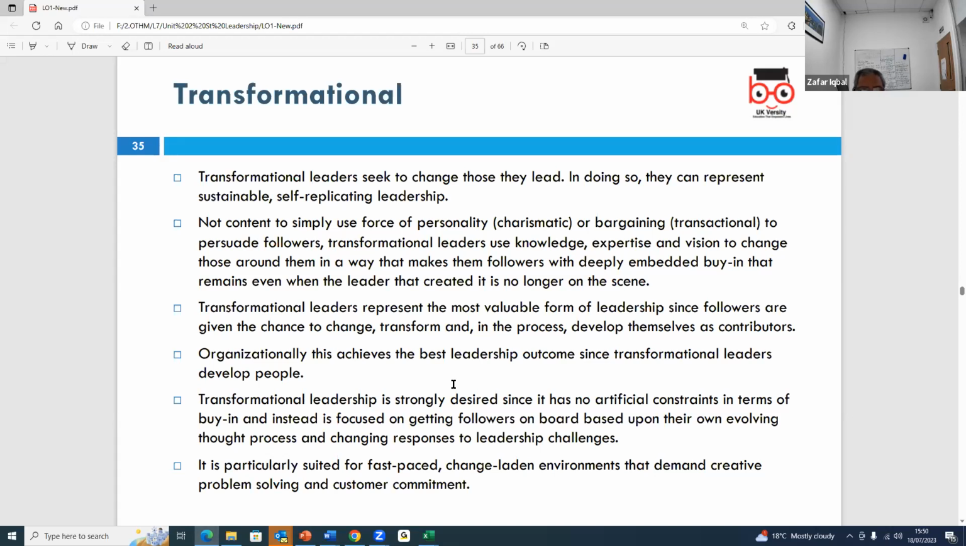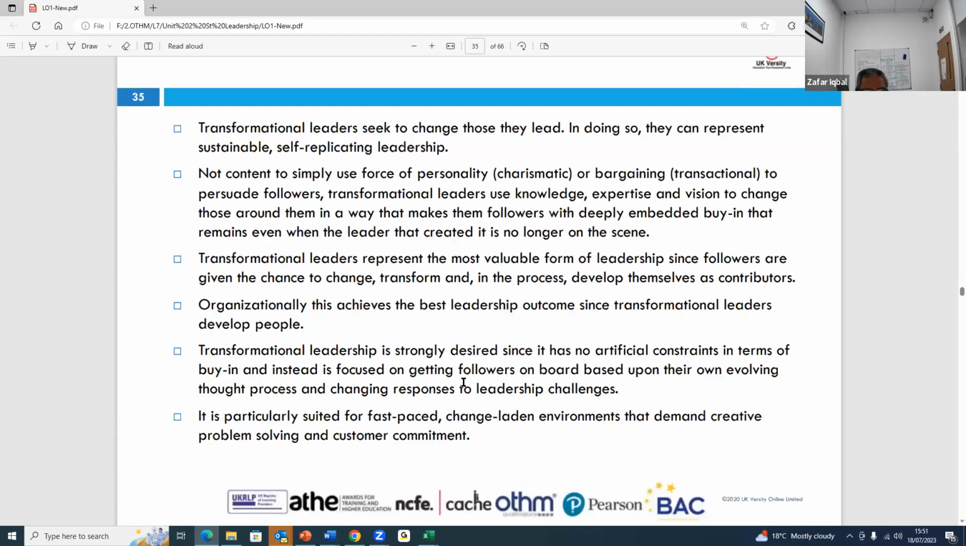So this is why they are there in the process of transforming others, making sure that they lead people and represent people in order to sustain and self-replicate leadership for the longer term. So their commitment is strong. They are very committed. They are there to change things.